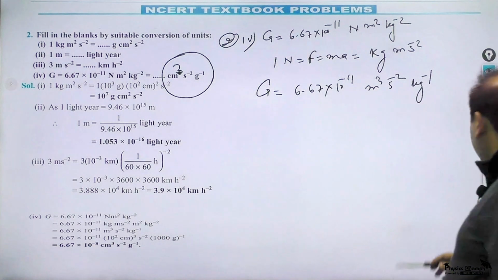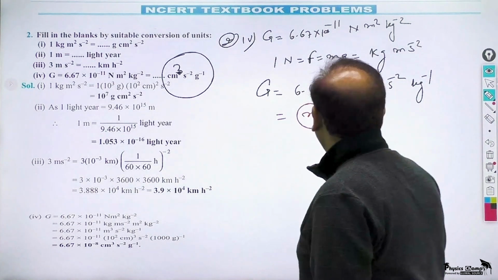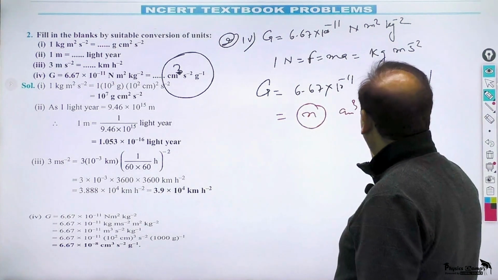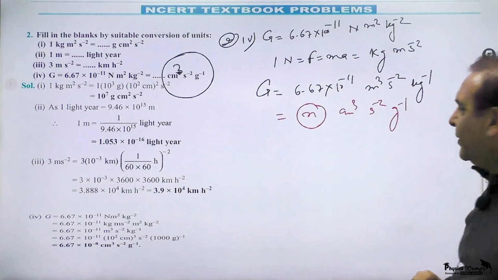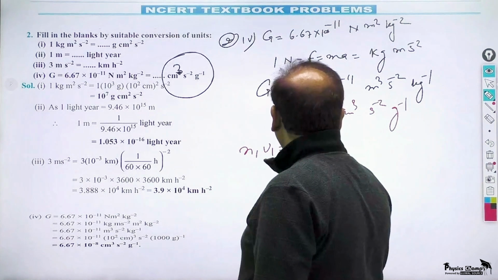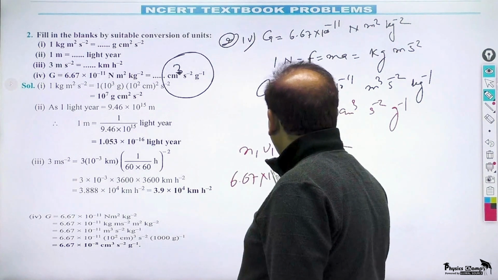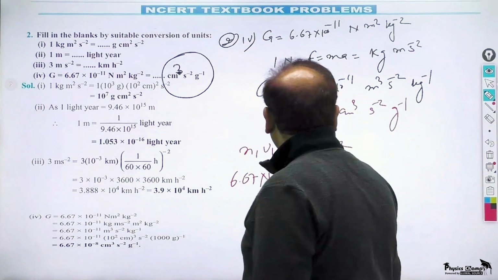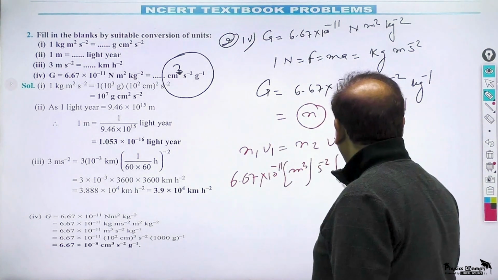Now from this, question says what is its value in centimeter cube per second square gram minus 1 in CGS. So we can say yes, N1 U1 is equal to N2 U2. It is 6.67 into 10 to the power minus 11 meter cube per second square kilogram minus 1.